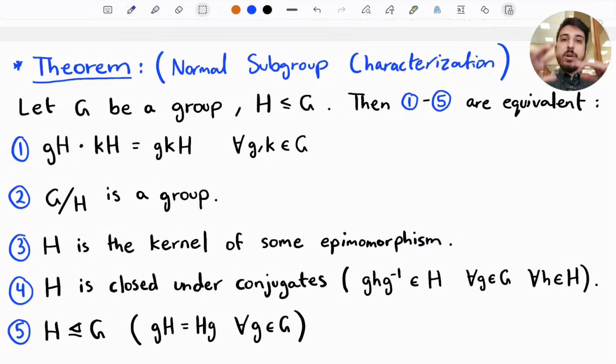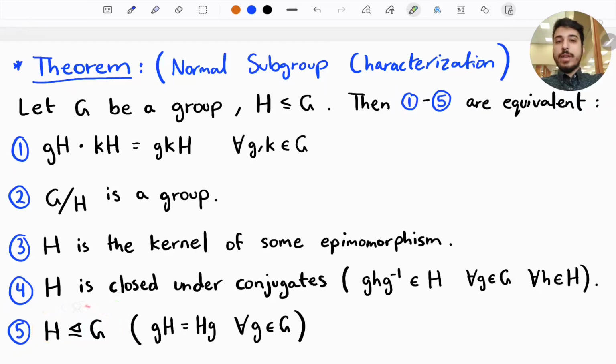A nice way to put all of this information together now is in this normal group characterization theorem. If G is a group and H a subgroup of G, then the 5 statements are all equivalent. That means if you prove one, you can prove all of the rest immediately. We will start by having that H is a normal subgroup of G. We will start over here in stating it.